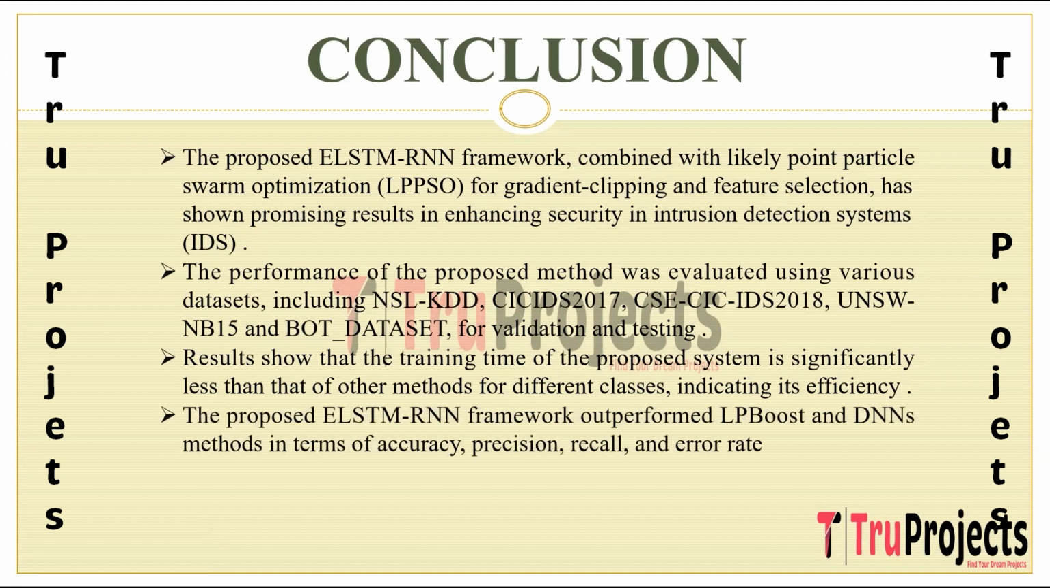The eLSTM RNN framework surpassed the performance of LP Boost and DNN deep neural network methods across multiple metrics like accuracy, precision, recall, and error rate. This demonstrates the superiority of the proposed approach in effectively identifying and addressing security threats within communication networks.